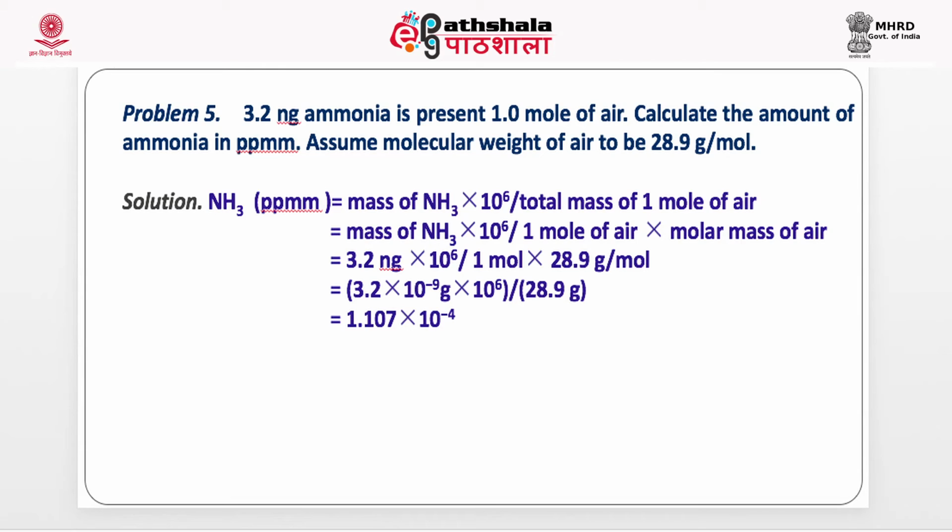What is the mass of ammonia? It is 5.2 nanogram. 5.2 nanogram times 10 to the power 6 upon 28.9. Nanogram is 10 to the power minus 9. So 5.2 times 10 to the power minus 9 times 10 to the power 6 upon 28.9 comes to 1.107 times this.